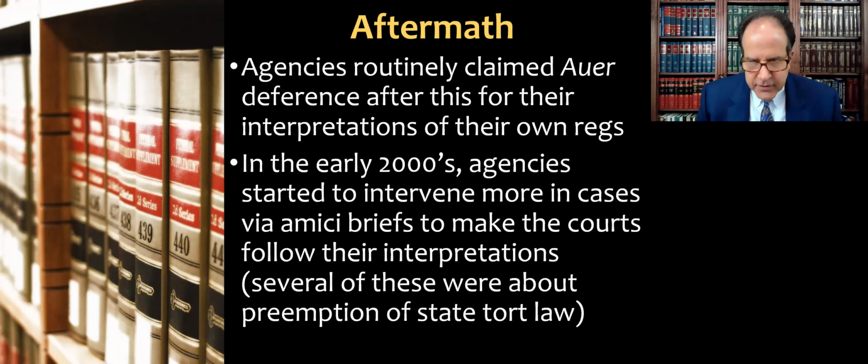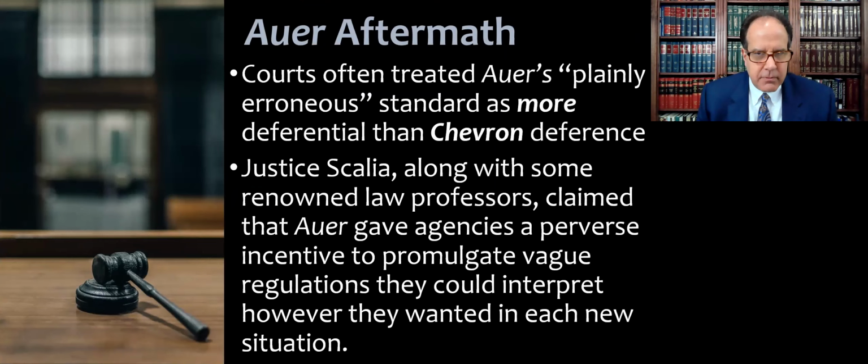Several of these big decisions were about federal regulations preempting state tort law. And on the court's part, the courts increasingly treated Auer Deference, which was originally a plainly erroneous standard, as more deferential than Chevron deference. It's sort of like a super deference, and the agencies would always win.